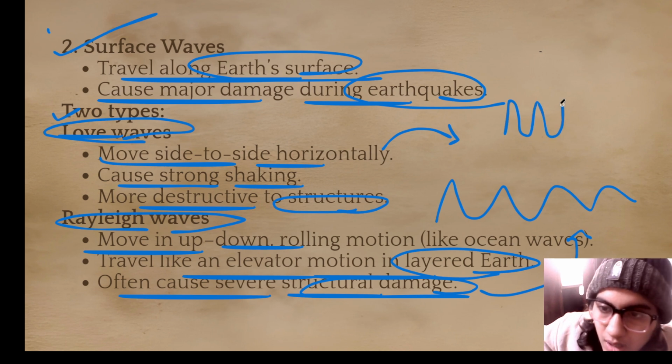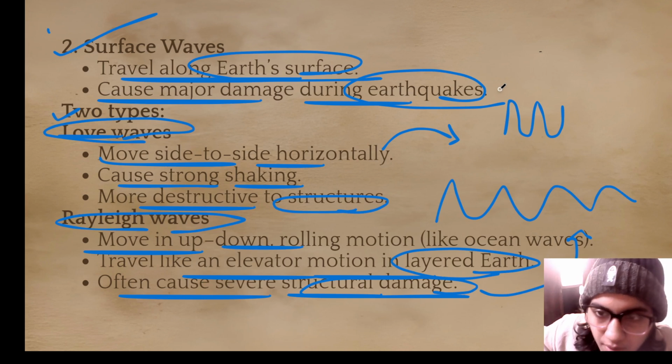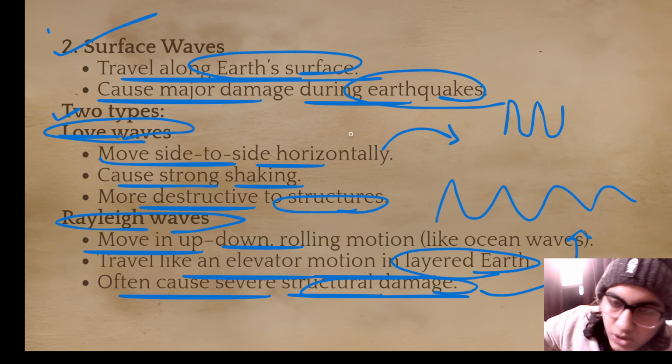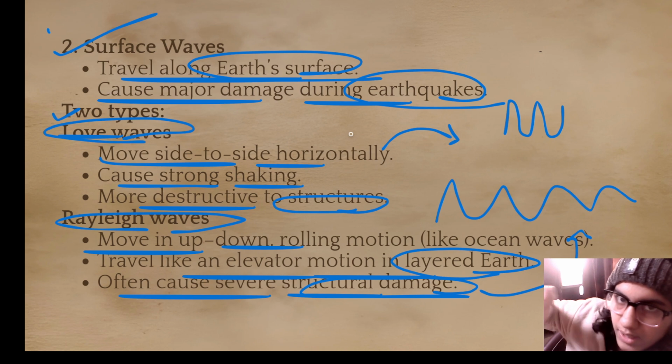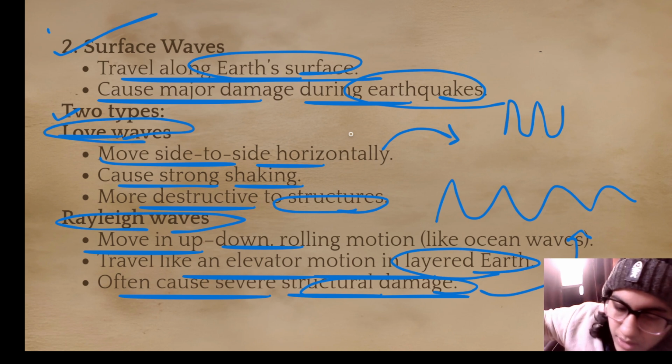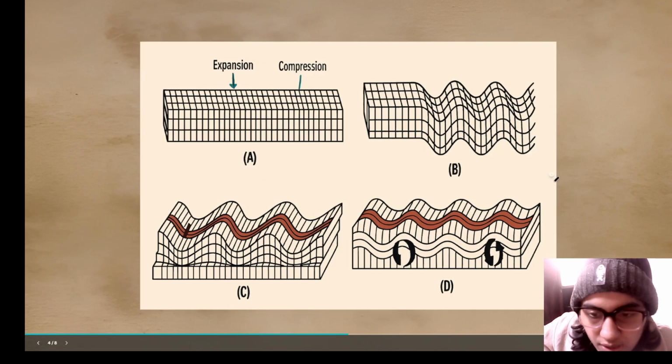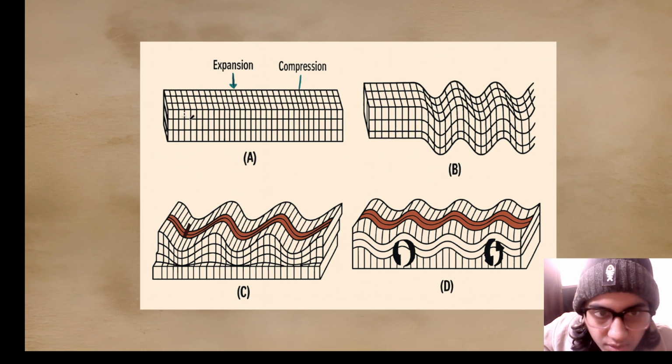I can't draw it exactly, but I hope you can imagine how the love waves travel. It travels side to side horizontally, like this, side to side horizontally. And the Rayleigh waves move like this, a rolling motion up and down. So this is the pictorial form of these waves.